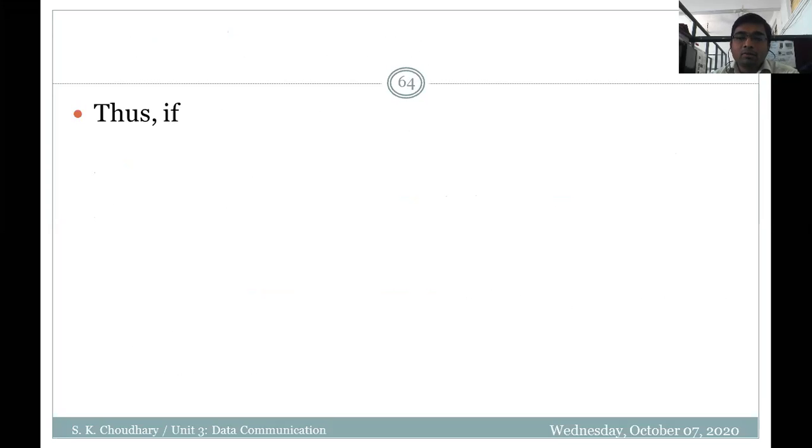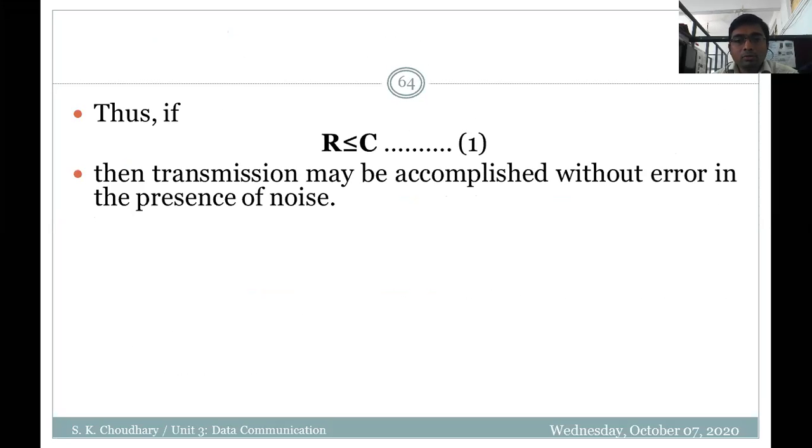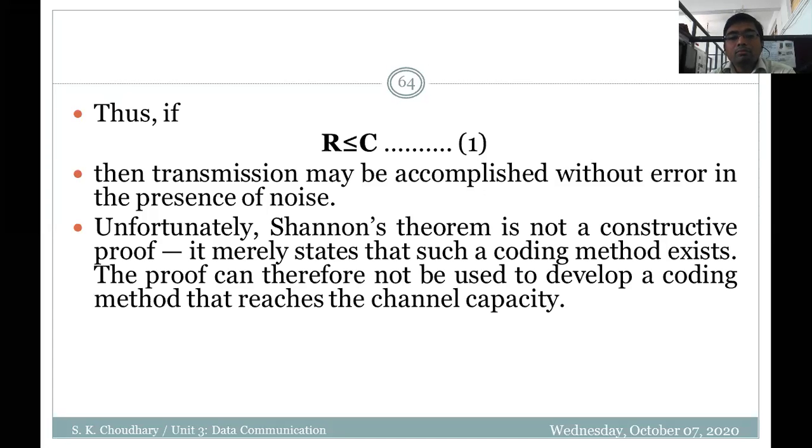So what does Shannon actually say? Shannon says if the information rate is less than or equal to channel capacity, then transmission may be accomplished without error in the presence of noise. Even if there is noise in the channel, you can complete the transmission without error, or with a very small amount of error. And for that, the condition is that your information rate should be less than channel capacity.